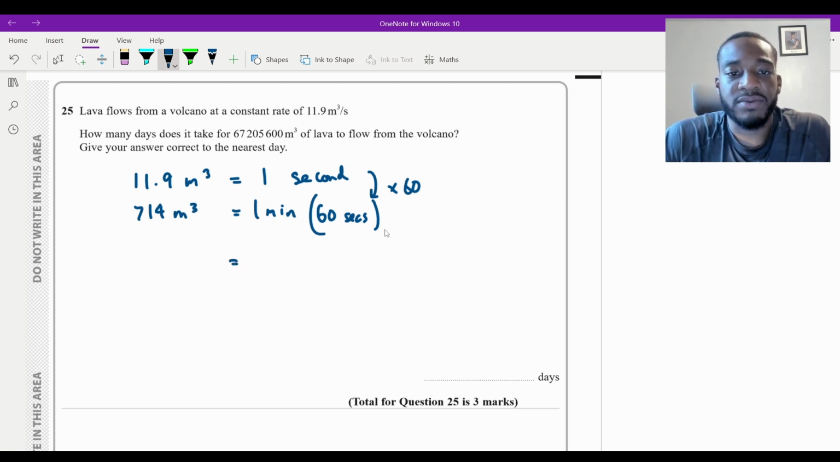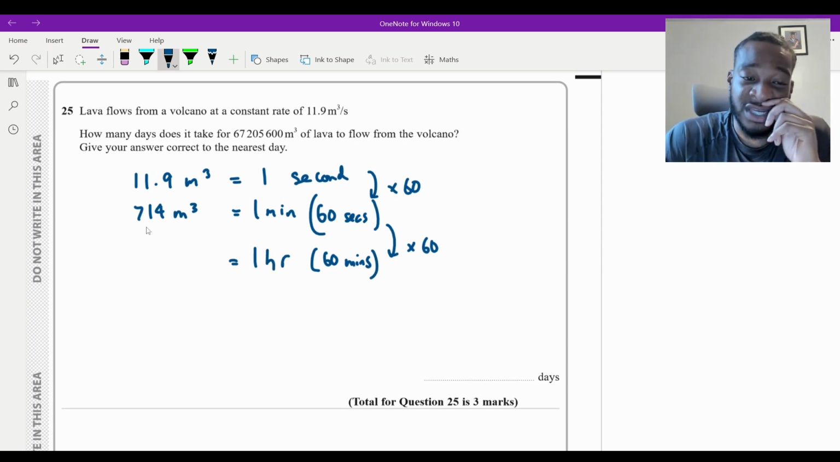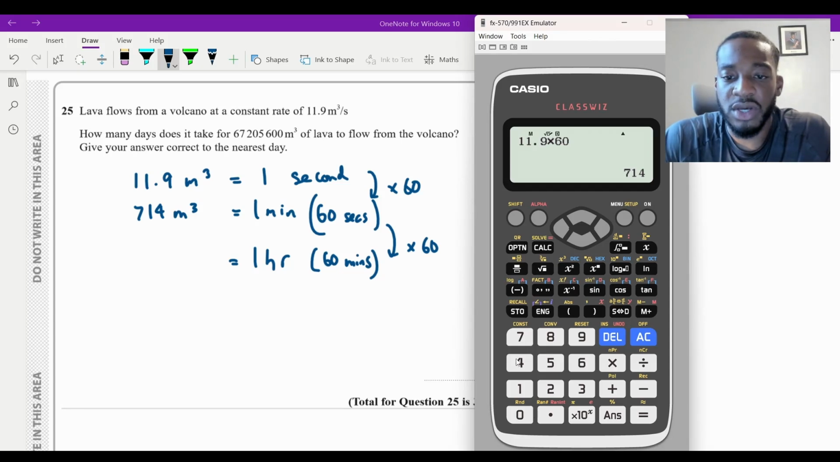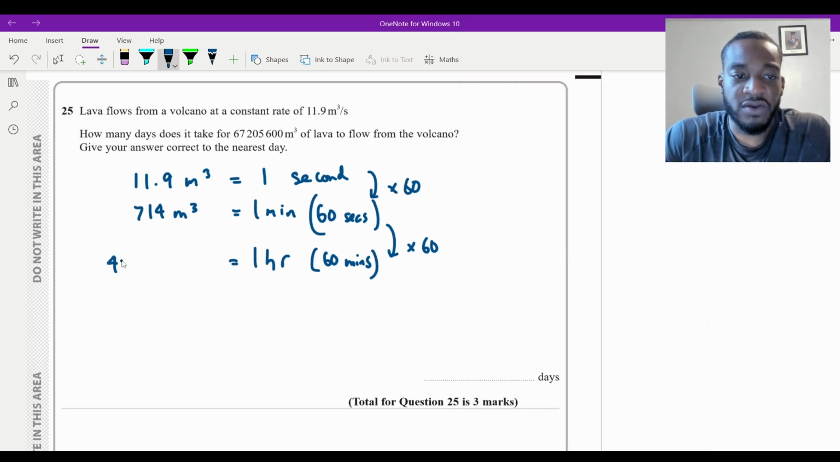Let's figure out an hour by times them by 60 again. So I'm going to do 60 minutes now, just so it's clear. But remember, that's the same as 1 hour. So I'm going to times this by 60. 714 times 60 is equal to 42,840. So 42,840 meters cubed of lava is flowing out every hour.